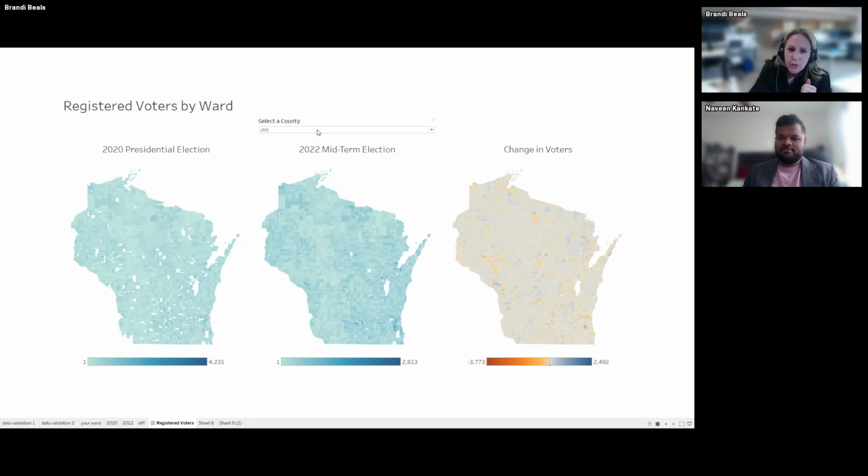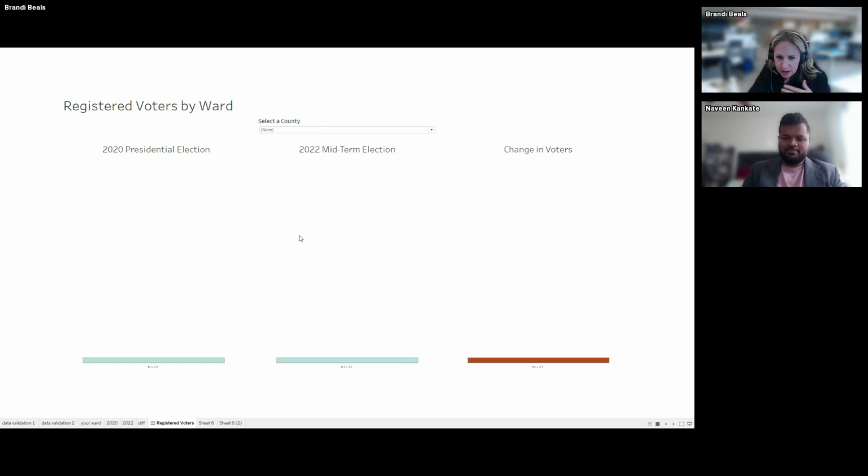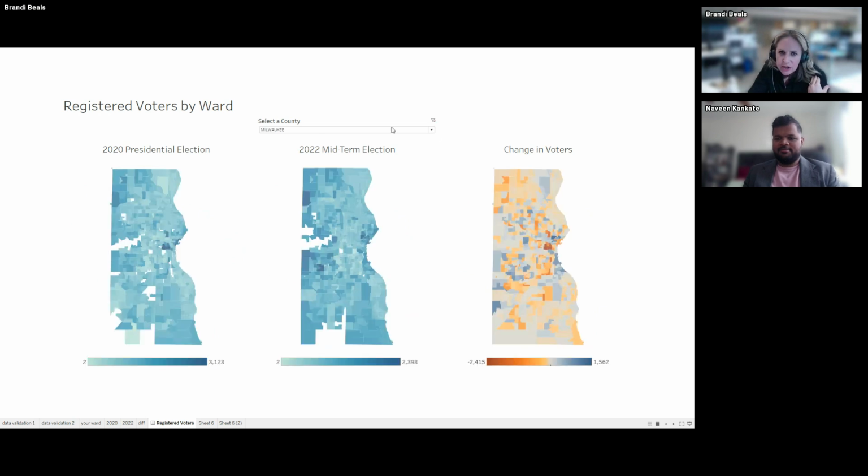So if we go in, we can select a county. I'm going to pick on Milwaukee County because that's where I live. And we can see a little bit more distinction here. We have our results from 2020. I think I'm in Ward 168 here. Over here, slightly different, maybe a slightly lower number of registered voters. And then we have a more colorful difference chart.